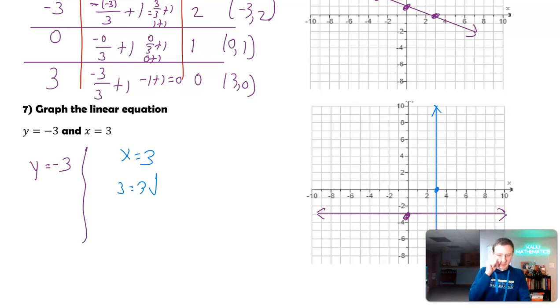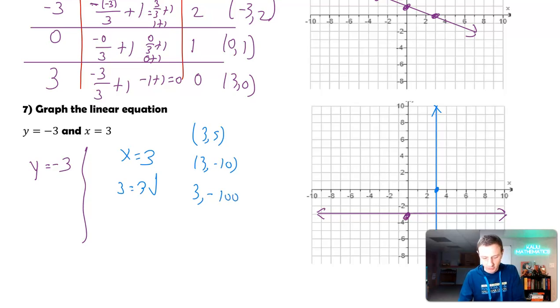There it is. So x equal to 3 is a vertical line at the x value of 3, because the only x value that I could plug in to make that a true statement would be 3. So if I had the point (3, 5), or (3, negative 10), or (3, negative 100), or (3, 150), it doesn't matter. That graph is going to exist because it's x equal to 3. It's saying wherever x is equal to 3, that is my graph.